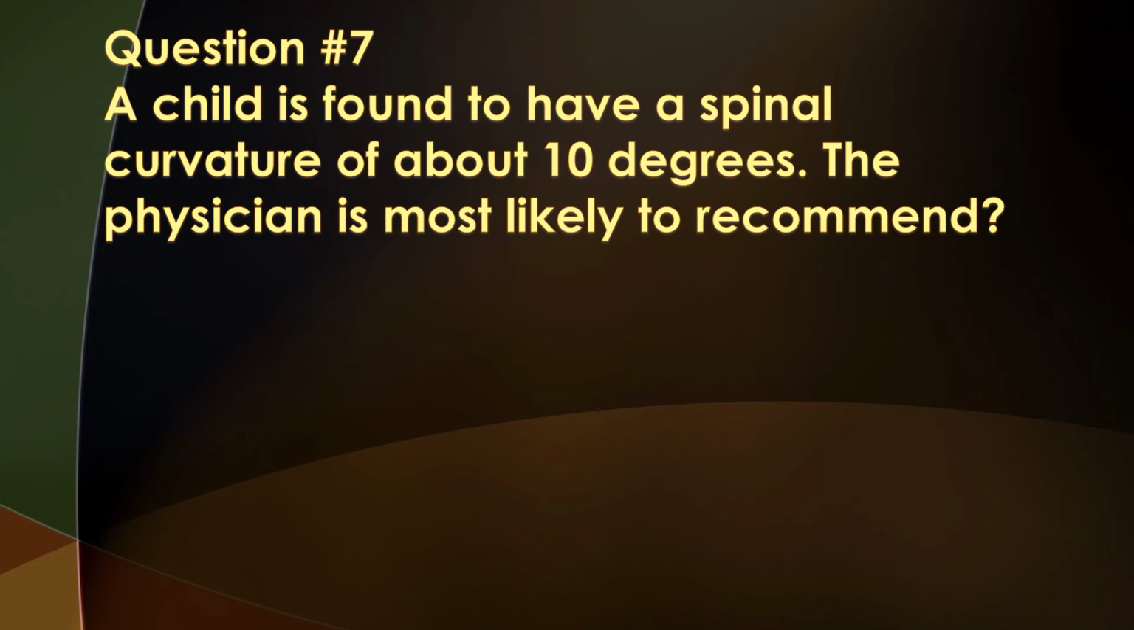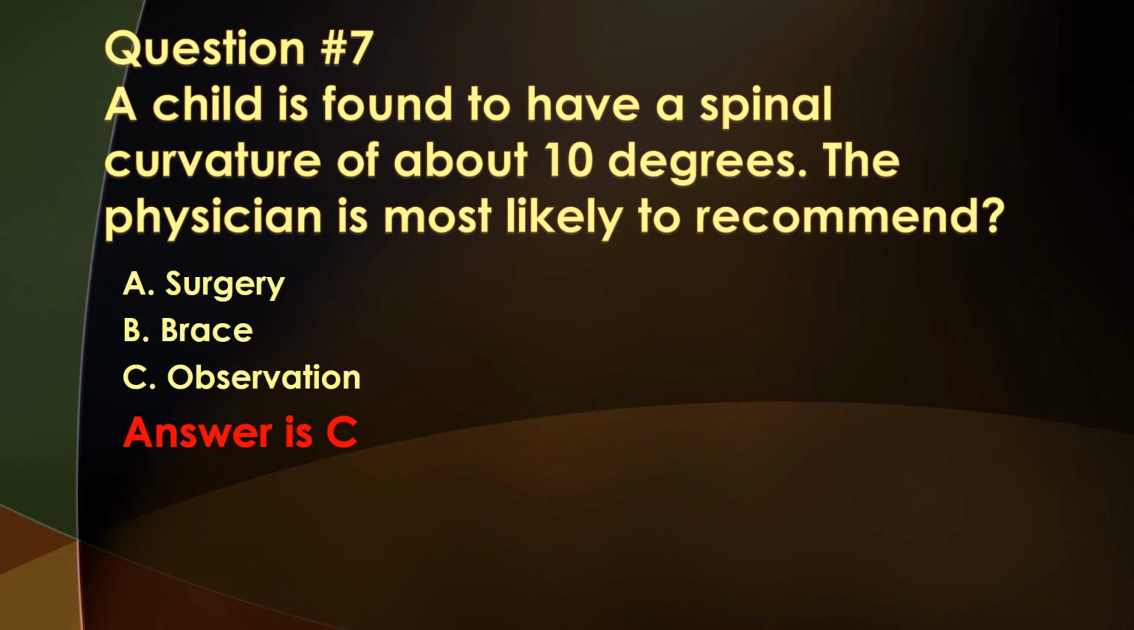Question number 7. A child is found to have a spinal curvature of about 10 degrees. The physician is most likely to recommend A. Surgery, B. Brace, or C. Observation. The answer is C. Remember that 10 degrees is considered to be mild, so only observation is needed to monitor the curve progression.